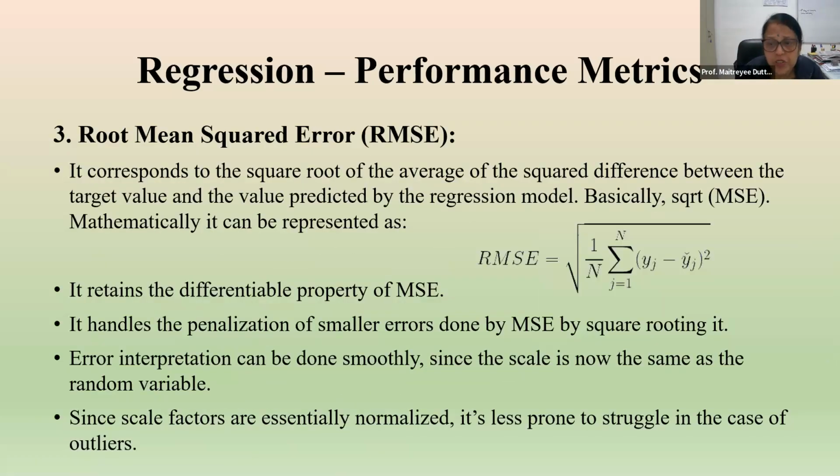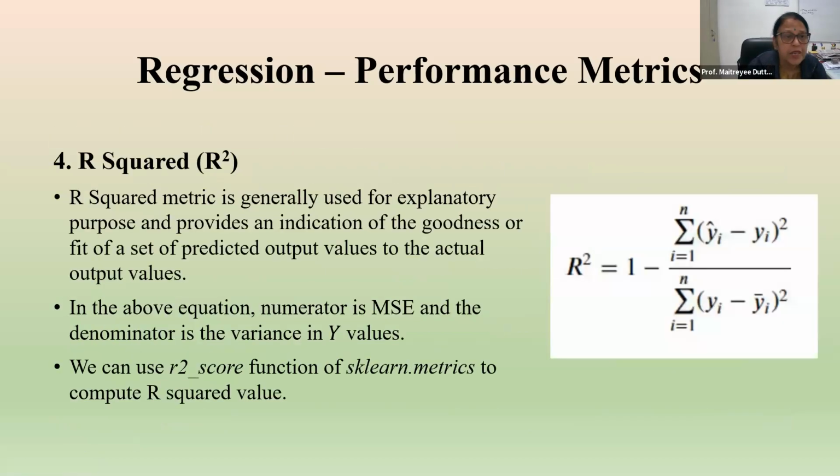RMSE is your root mean squared error: when we find the MSE, and if you find the root of it, that is known as your root mean squared error. This is your R square. So how to calculate R square? I have told you R square is equal to goodness of fit. How well your data fits, so your model fits, that is actually the R square.